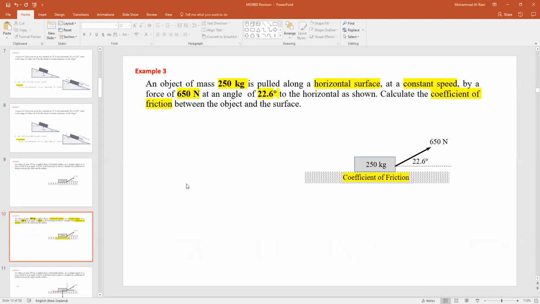When you highlight the information, you find the most valuable is the mass of that block or object, and then it's on a horizontal surface. Constant speed is a good piece of information. There is a 650 newton force with a 22.6 degree angle. And as well, it wants us to calculate the coefficient of friction between the object and the surface. So technically, I'm still in the process of reading the question. I just want to know what is next for it.